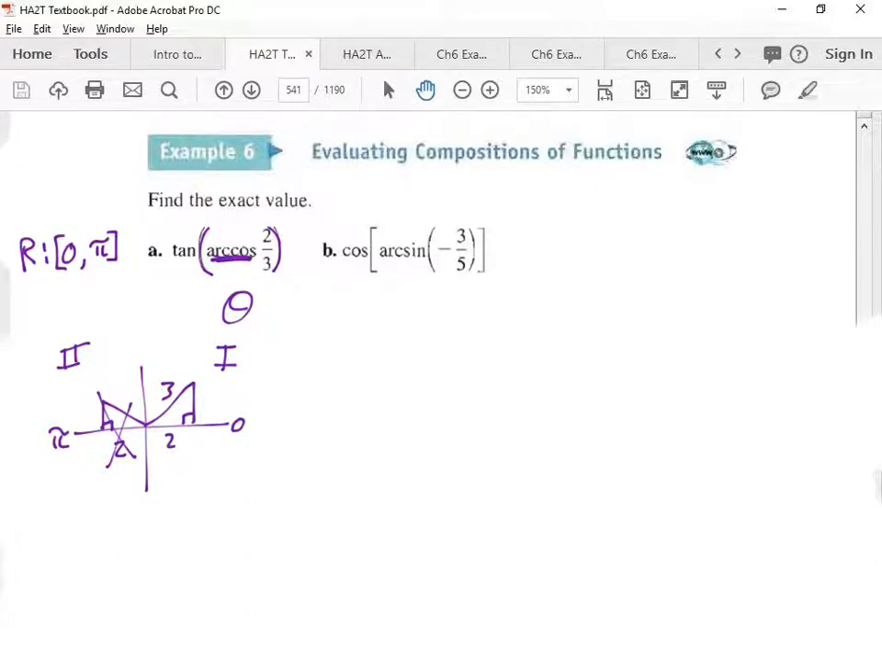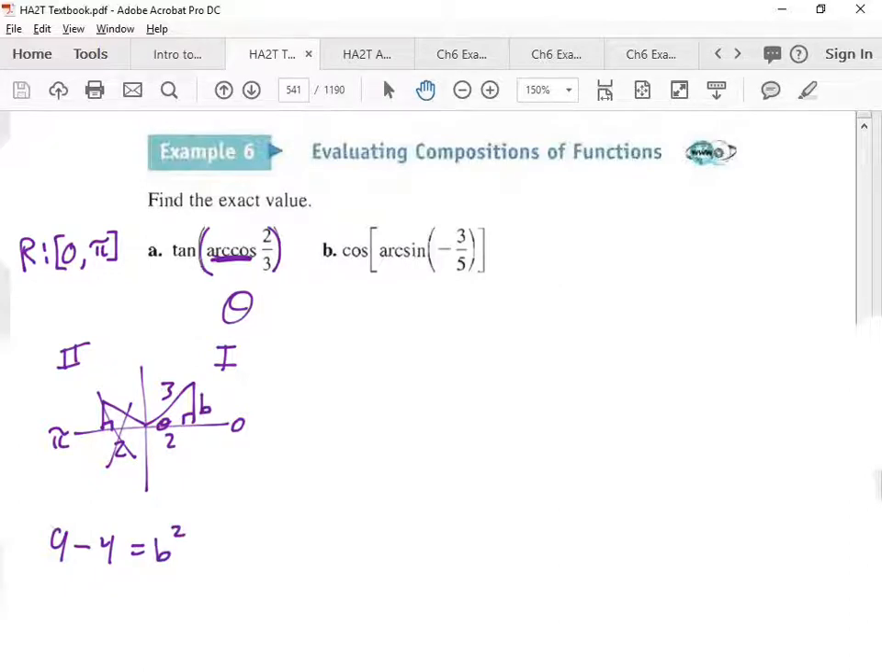So if I know that this is my triangle, I can definitely find tangent of this theta. This theta is right there. This is our triangle for that theta. Oh man, we need this other side right here. So how are we going to find that? Pythagoras. So I'm going to go 9, which is 3 squared, minus 4, which is 2 squared. That's going to equal the missing side squared.